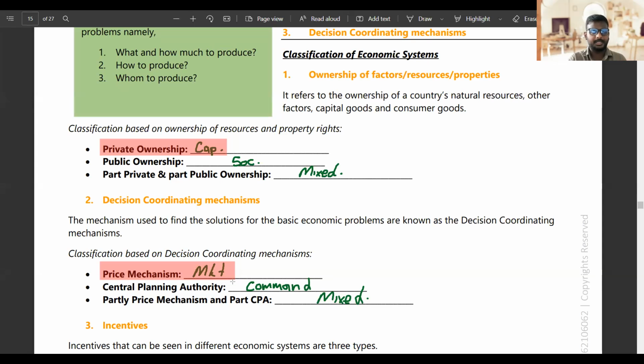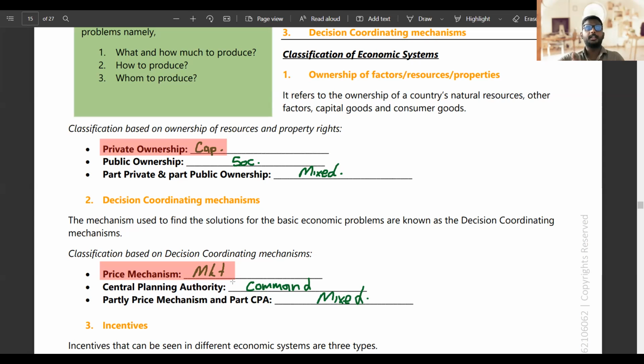Generally, when there is price mechanism, you see private ownership. Or when there is private ownership, you see price mechanism. Generally, but not always. Sometimes private ownership can be there, but decision can be made by the central planning authority. Sometimes price mechanism can be there, but resources can be owned by the public, the government. That can also happen. So this is how capitalist and market economic systems are not always the same.